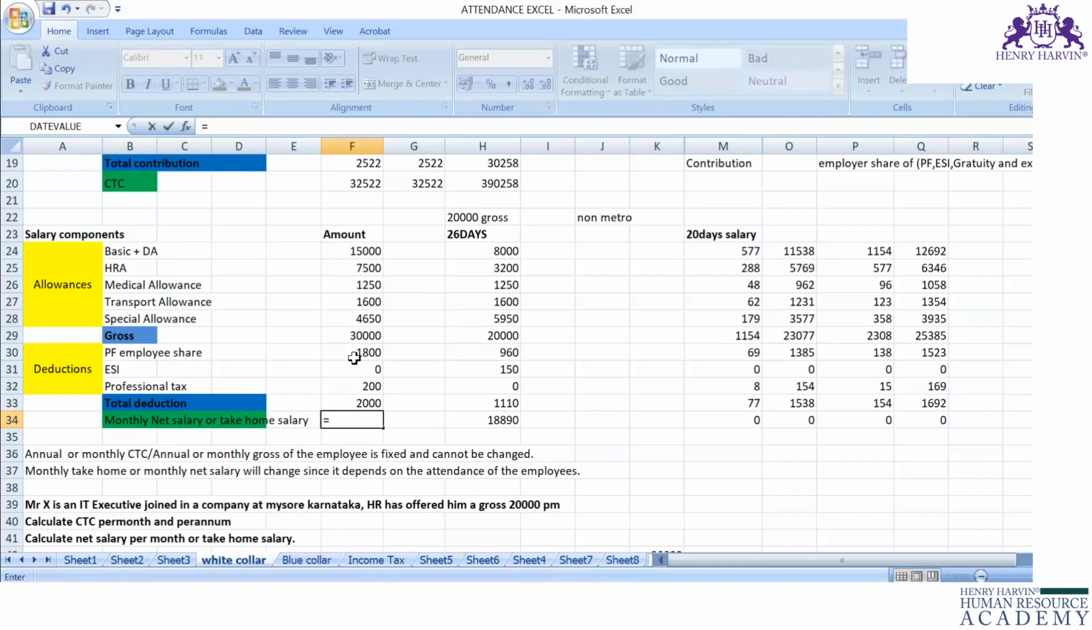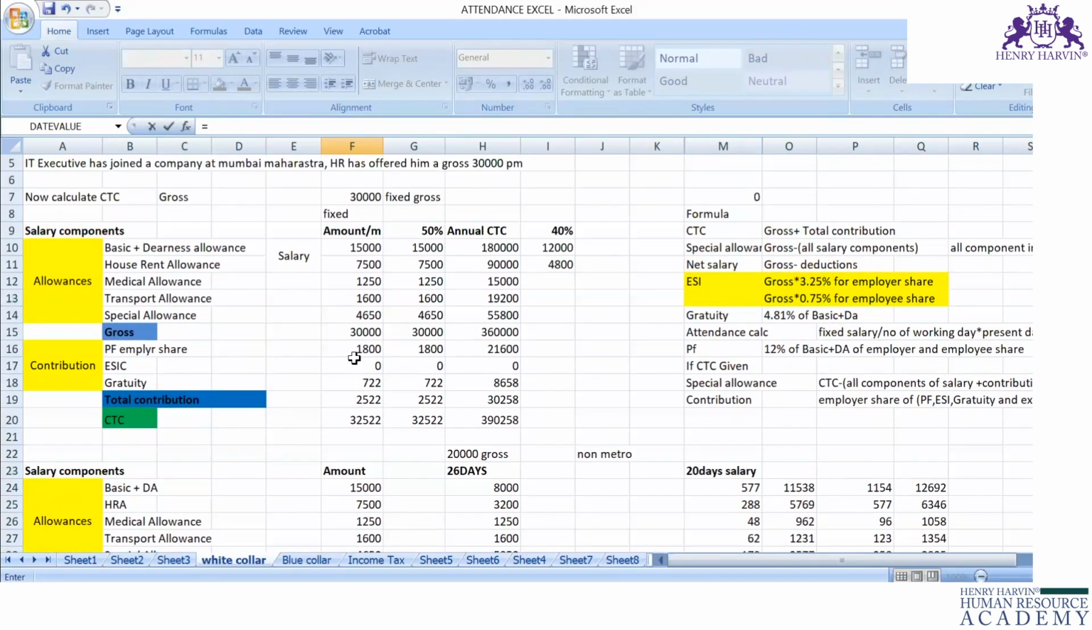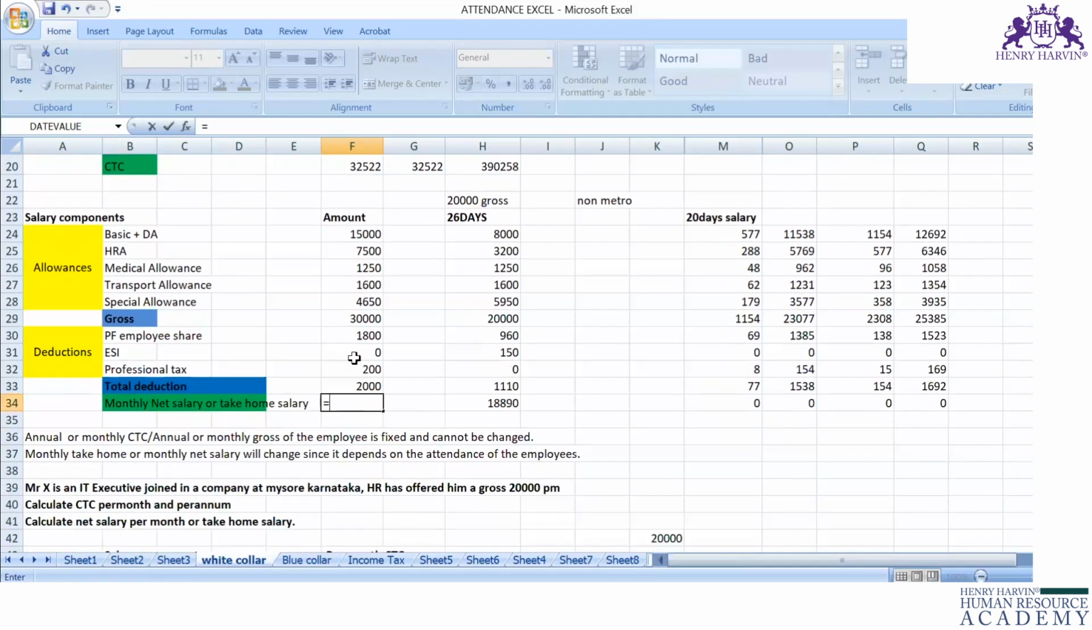So for net salary there is a formula. Net salary, or take home salary, is gross minus deduction. CTC means gross plus contribution. Net salary means gross minus deduction. So here what is the gross? 30,000 minus deduction of 2,000. So 28,000 is the take home salary of that particular employee.